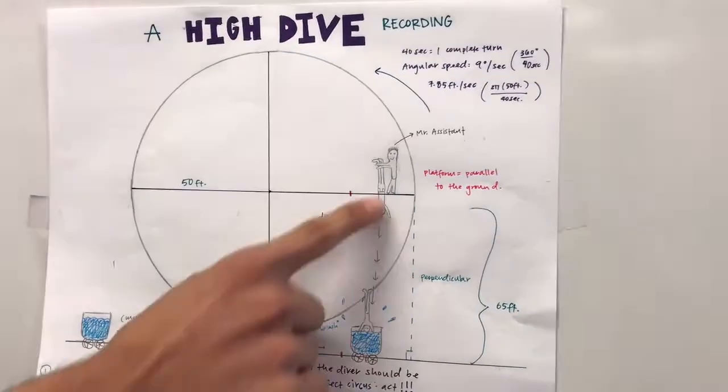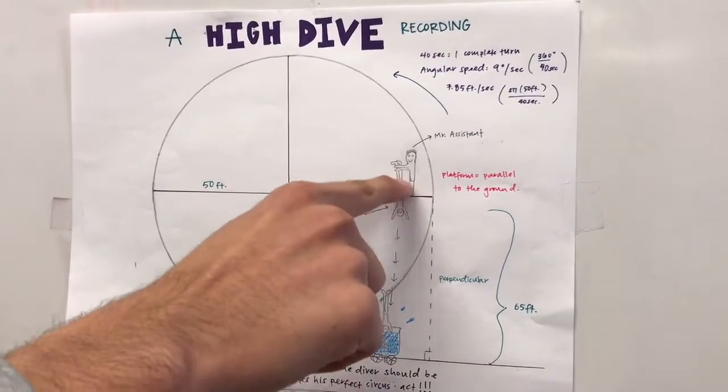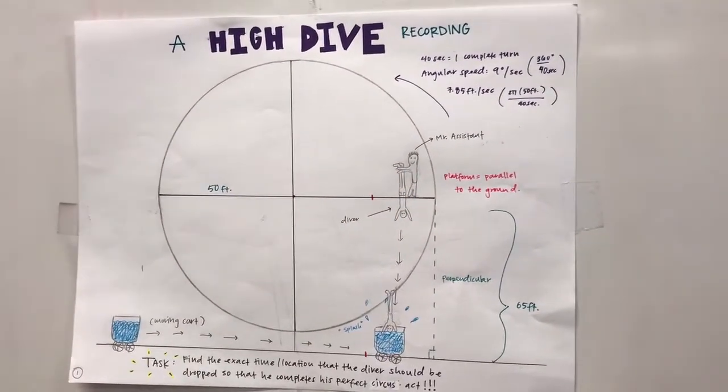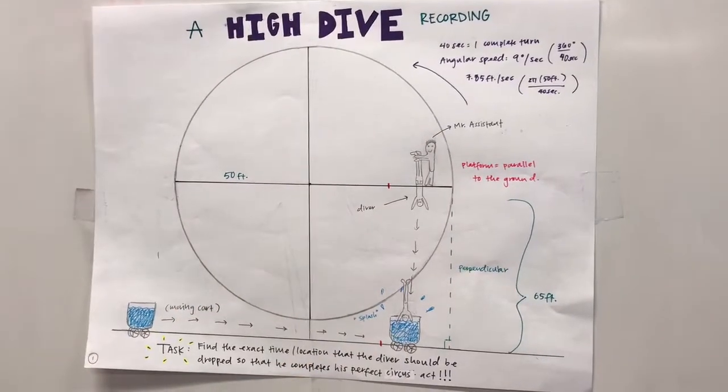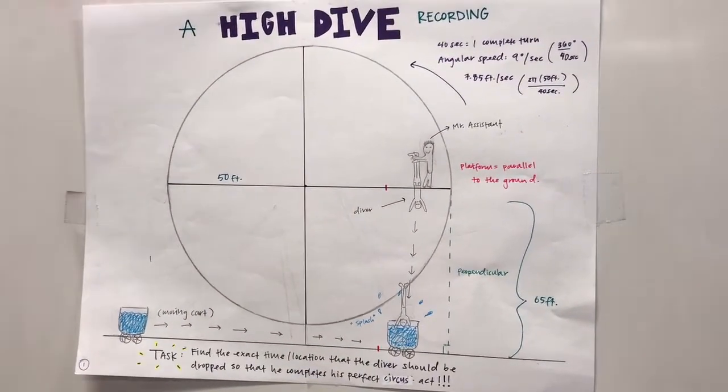The diver is held by the ankles by an assistant. The assistant must let go at the right moment so that the diver could land in the moving tub of water. Our task in this problem is to determine the exact time that the assistant will drop the diver in the cart.